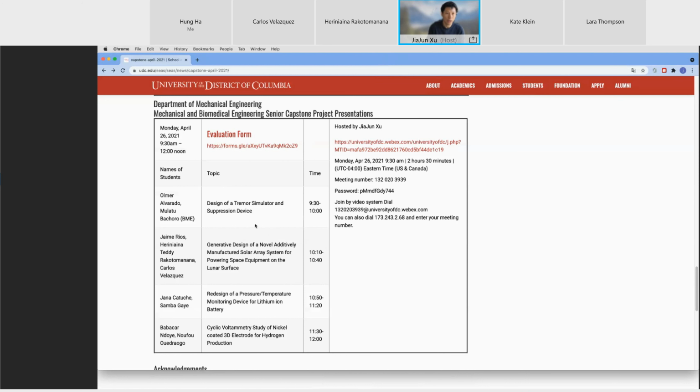The first one, which we'll be presenting next, is a joint project between mechanical engineering and biomedical engineering students. Omer is a senior student from mechanical engineering, and Mulatu is a senior student from biomedical engineering. Their project title is to design a tremor simulator and a suppressing device.